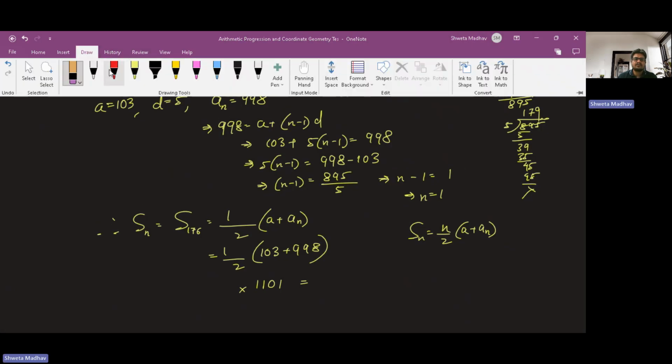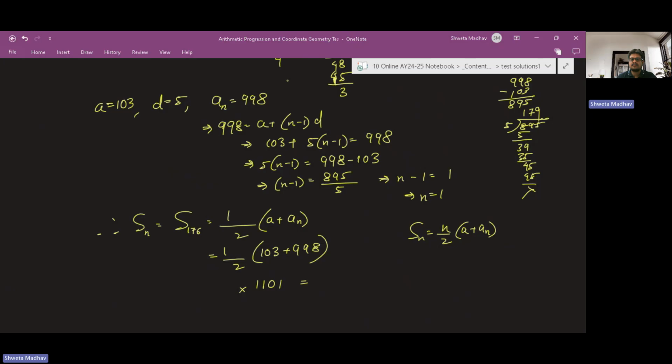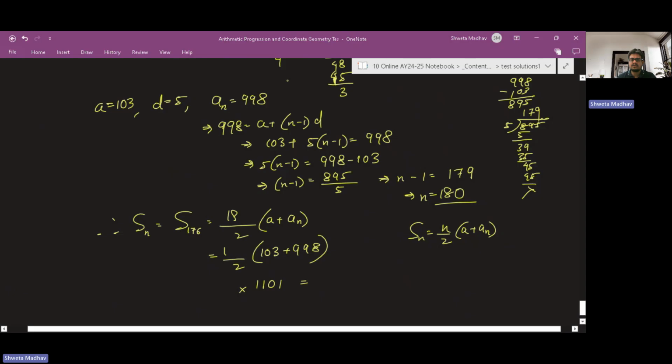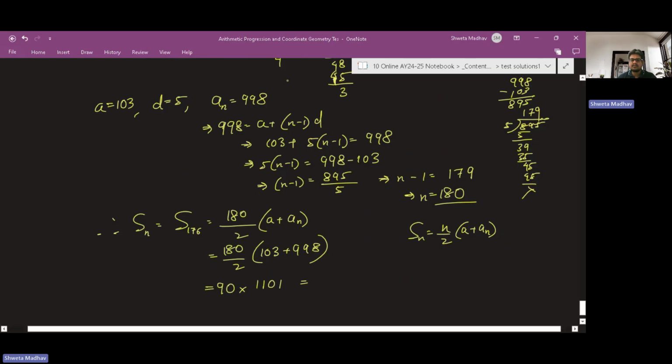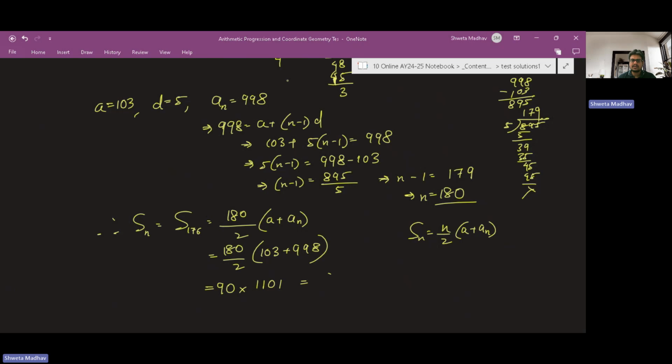Instead of 176, this will be 179. So this is 180. N is equal to 180. So this is 180 by 2. So this will be equal to 90 into 101. So this is 9090. So this is the required sum.